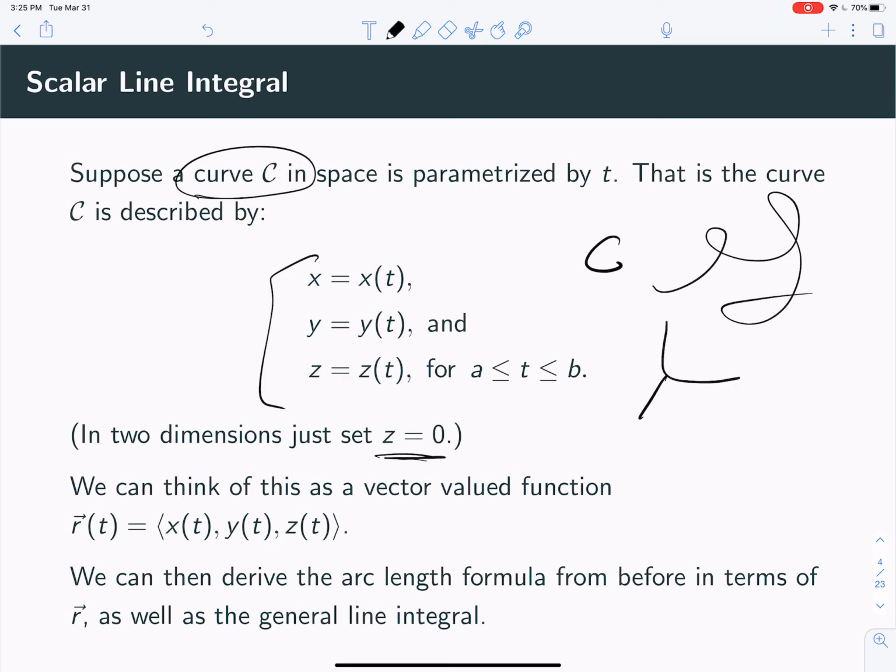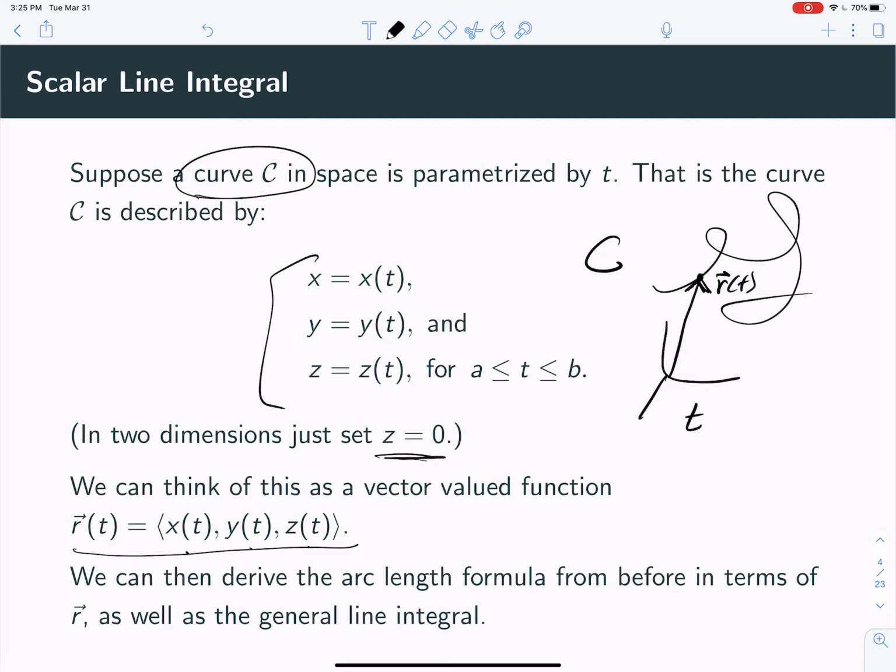And you can think of that path then in space as a vector valued function. R of t, it tells you where you are. So at a given time t, it tells you where you are. You're right here at r of t at that point. And the vector x of t, y of t, z of t points to where you are.